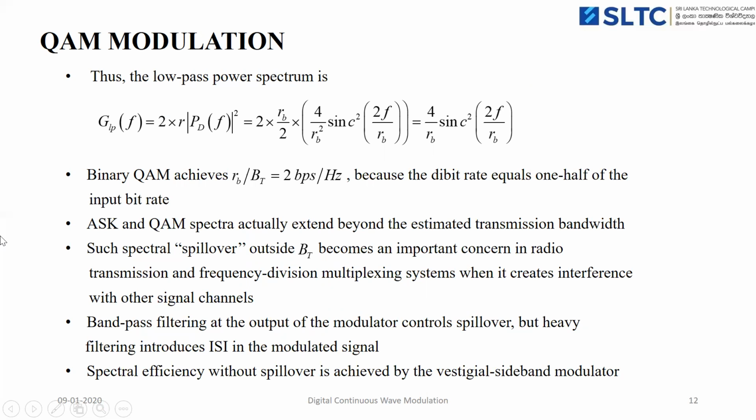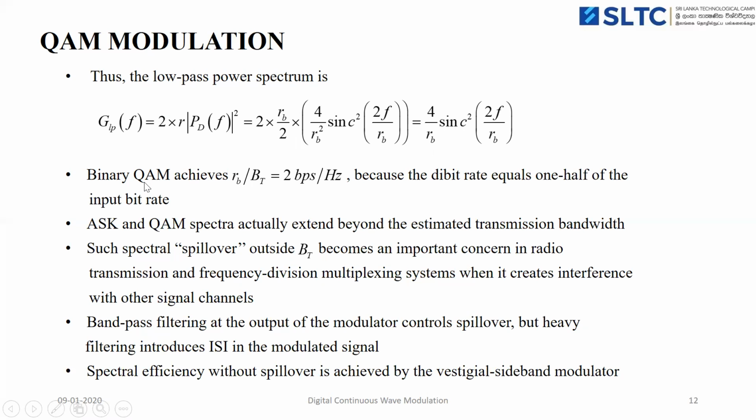The P_D of f squared is the power spectrum of the rectangular pulse. We know it is 1 by R squared sin squared of f by R. So we can just replace. But we know the relation between the bit rate and the input rate for QAM modulation. The input rate is half of the bit rate for QAM modulation. We can replace R by RB by 2. So 2 into RB by 2. And here also we need to replace R by RB by 2. So 4 by RB square. By simplifying, finally we get the power spectrum for the QAM modulation: 4 by RB sin squared of 2f by RB.